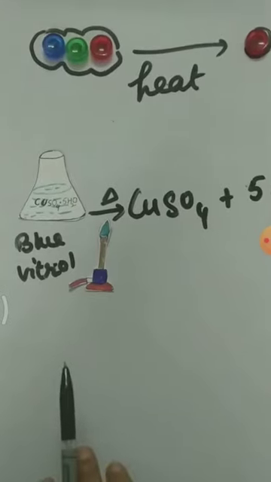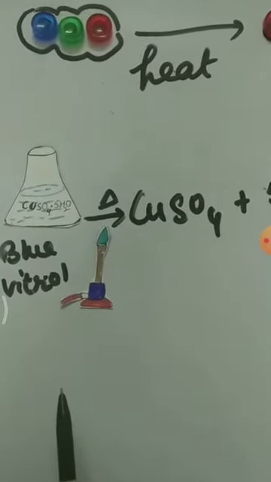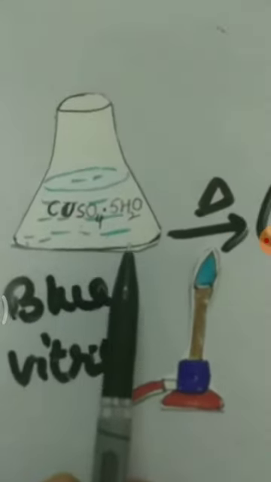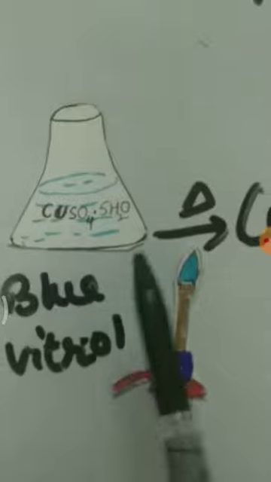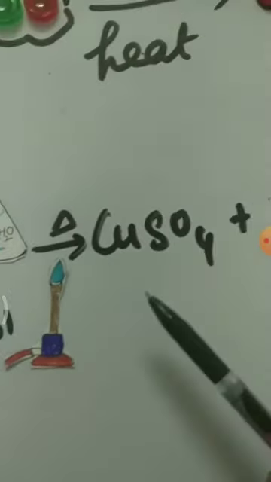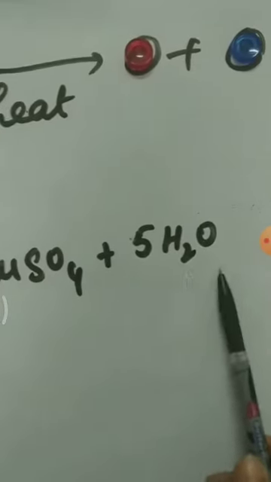About this reaction you are very familiar. In 7th also you have read, in the water chapter you also read that blue vitriol, CuSO4.5H2O, copper sulfate pentahydrate, when it undergoes thermal decomposition, it changes into copper sulfate plus 5H2O.